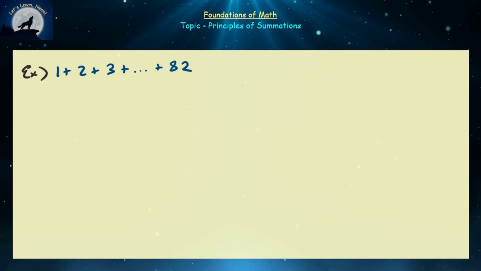To review what we just learned, suppose somebody asks you, what is 1 plus 2 plus 3 all the way down to 82?